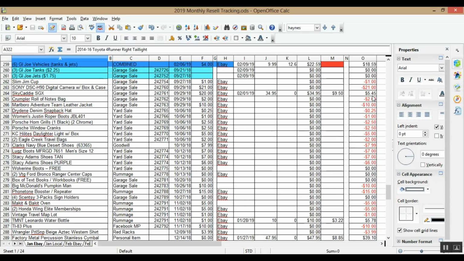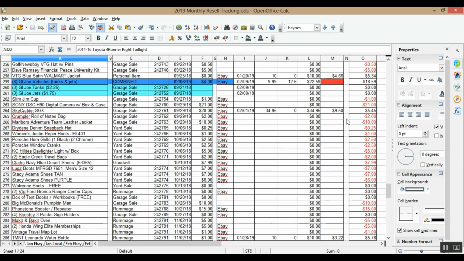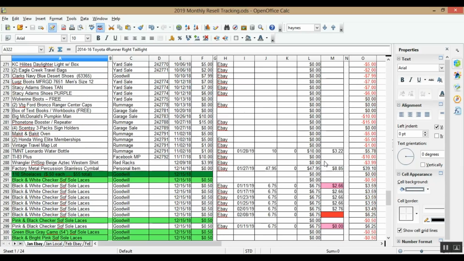So that was a terrible sale there. I probably broke even or made $1 or $2 or something like that. Not good. Yeah, so some of my sales lately have not been very good at all.